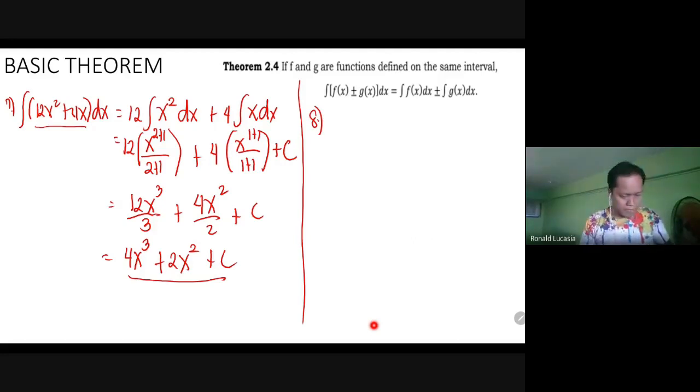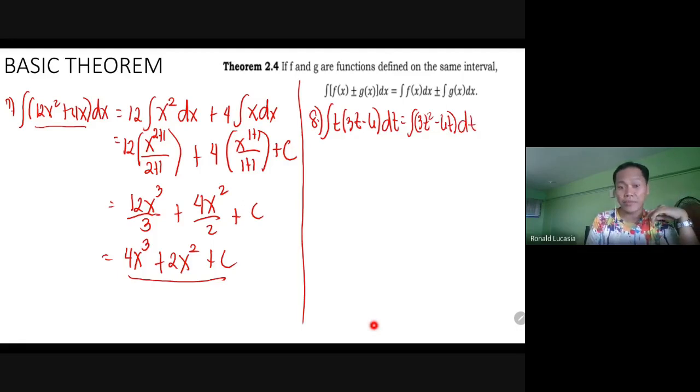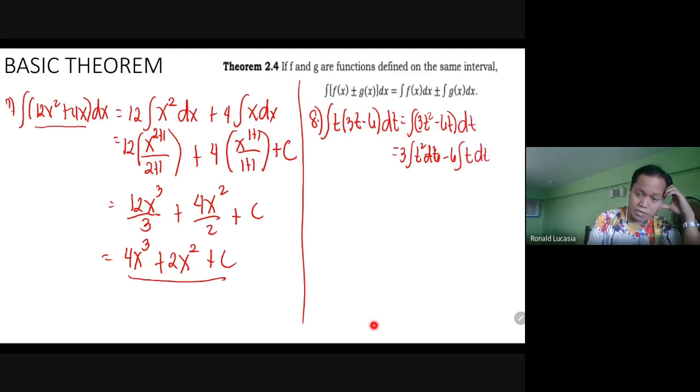Now let's have the subtraction example. So I have here an example of a subtraction such as the integral of t times 3t minus 6, the derivative of t, okay, which is equal to, you distribute t outside the 3t minus 6, that will give you 3t squared minus 6t, and then dt. The constant terms there are 3 and 6, which will give us 3 times the integral of t squared, nakalimutan ko yung dt, dt, minus 6 times the integral of t dt.